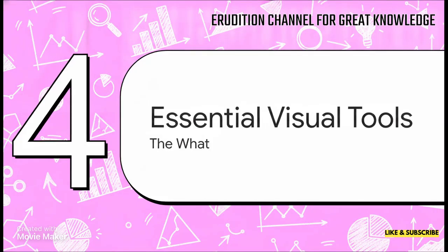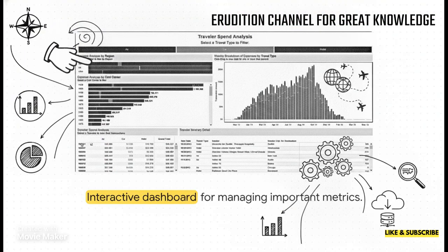Which brings us to Section 4, Essential Data Visualization Tools, the what. First up in the toolkit is the dashboard. Let's take a traveler spend analysis as an example. Dashboards are incredibly interactive, which means Sutapa can manage important metrics across a bunch of different channels all at the same time. It gives her senior management a totally comprehensive view of the company's performance in a single glance, taking vast amounts of results and wrapping them up into one cohesive, easy-to-read interface.